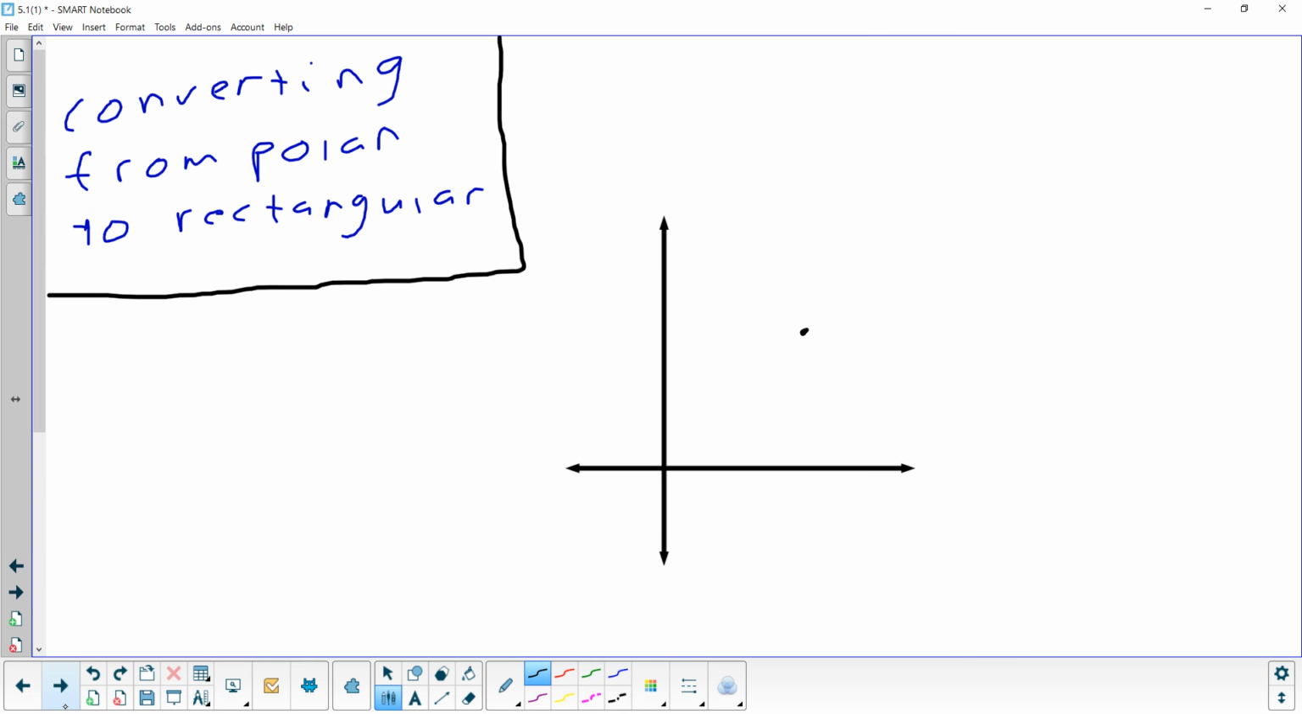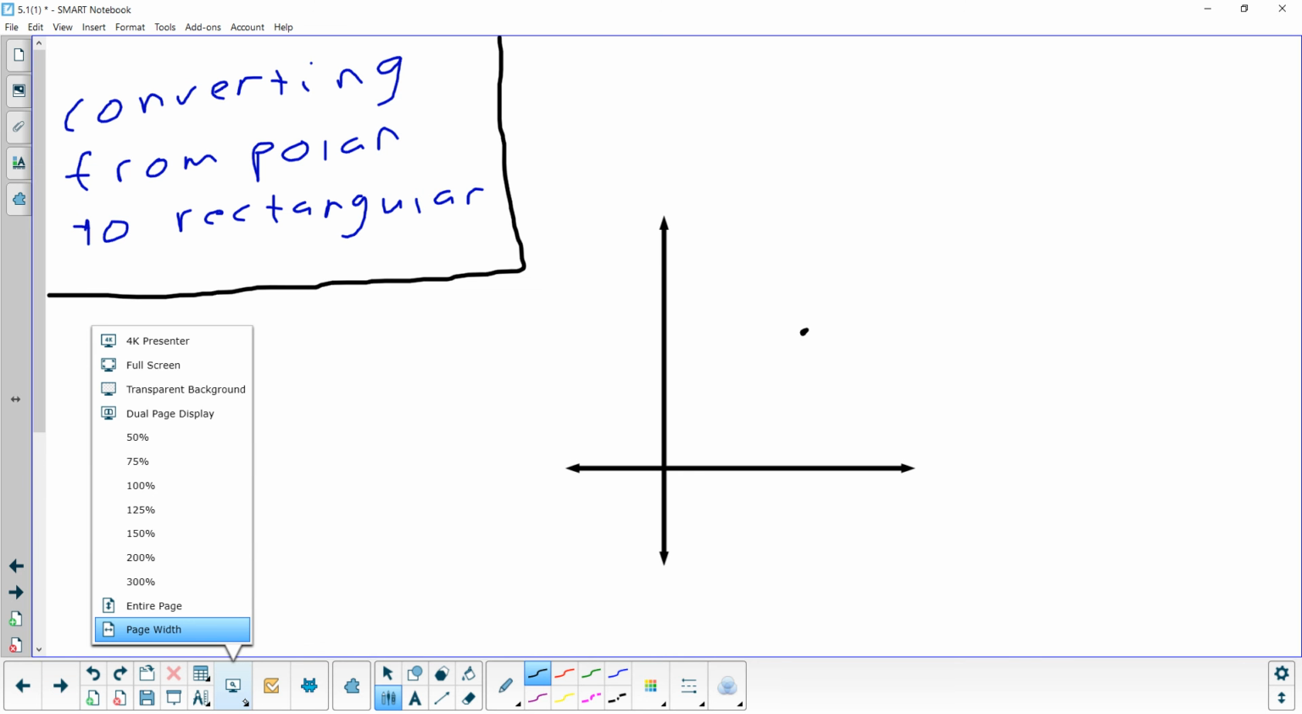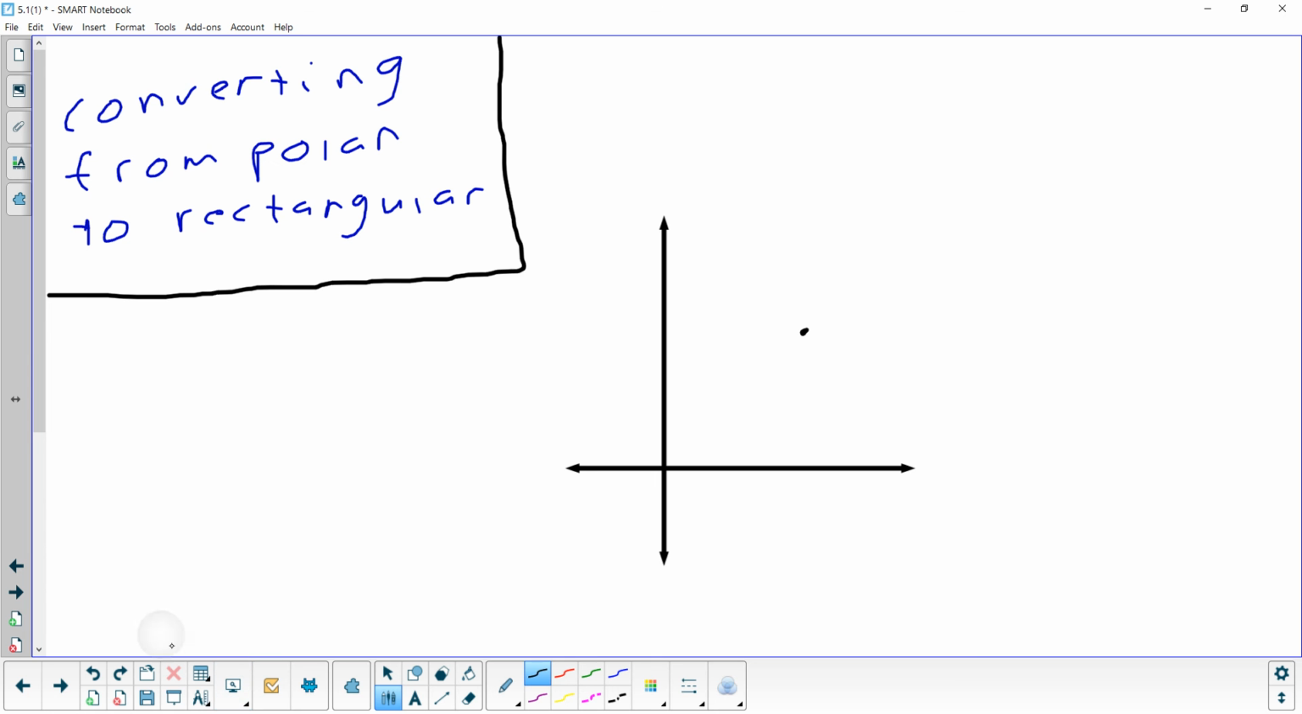All right. So the last thing we're going to look at is converting between a rectangular coordinate and a polar coordinate. Today we're going to specifically do polar to rectangular.